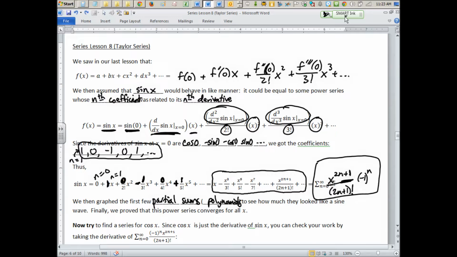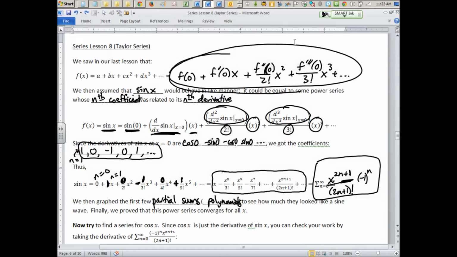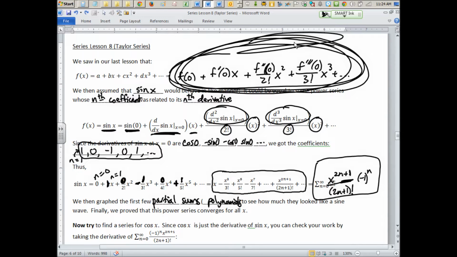Okay, so how would you find a series for cos x? Take the derivative. You would follow the exact same rule here at the top of the page. This is your only relevant information up here. This, but starting with the assumption that f is the function called cosine. Okay? So let's give it a try real quick.